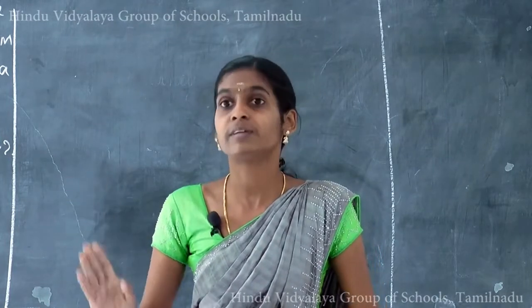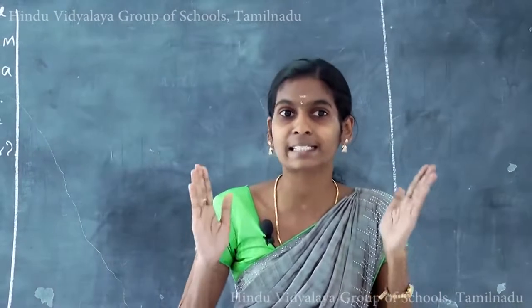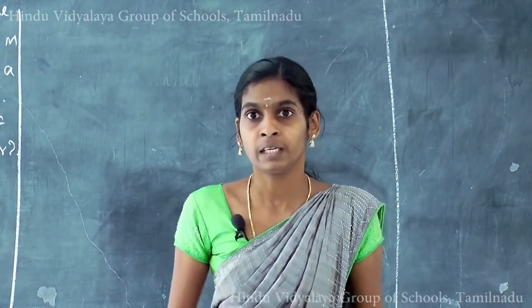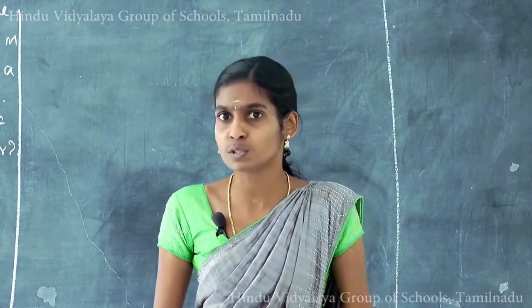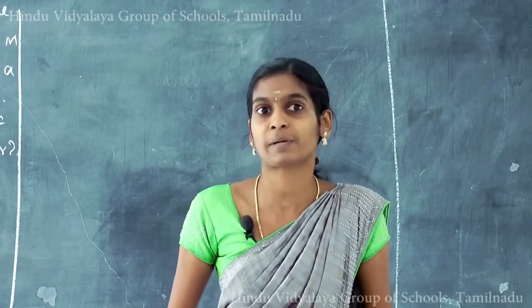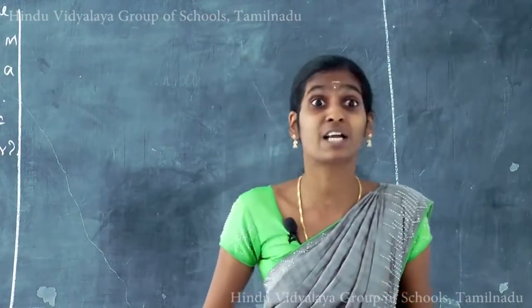Yeah, very good. Right angled triangle. So we can use only right angled triangle to calculate the height and distances. Which device is used to measure the angle of elevation and angle of depression? Yeah, well said. That is clinometer.